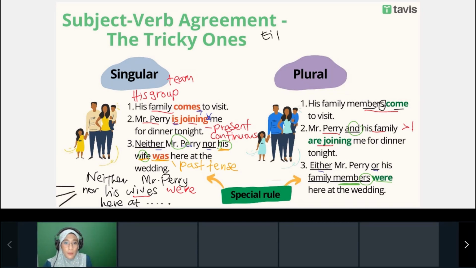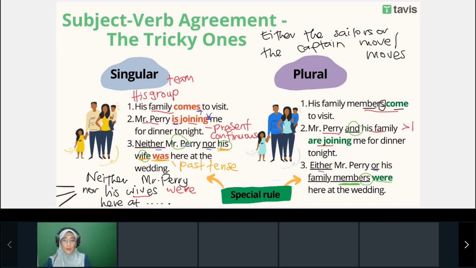Like for example, I can give you a sentence right now. Either the sailor or the, sorry, sailors, or the captain. Is it move or is it moves? Just for example, either the sailors or the captain move or moves. Which one is which? And bear in mind, this is in present tense. Okay, it's in present tense. So which one is which?